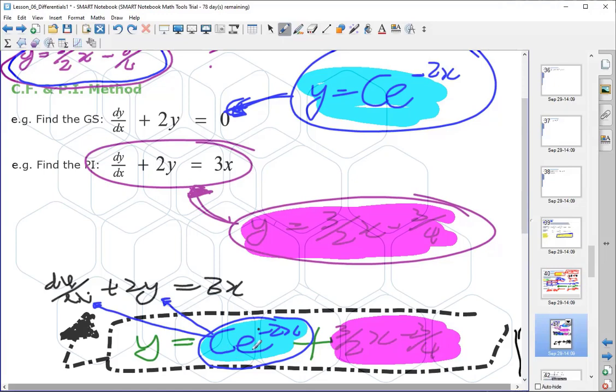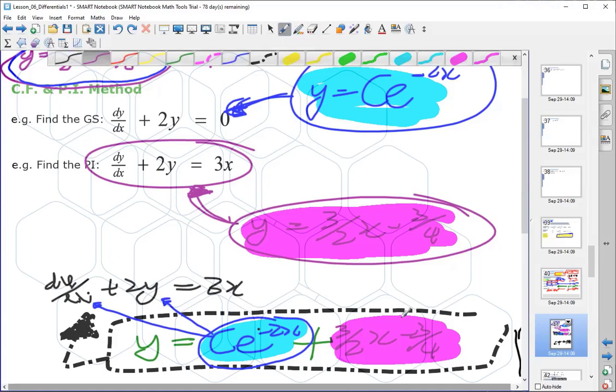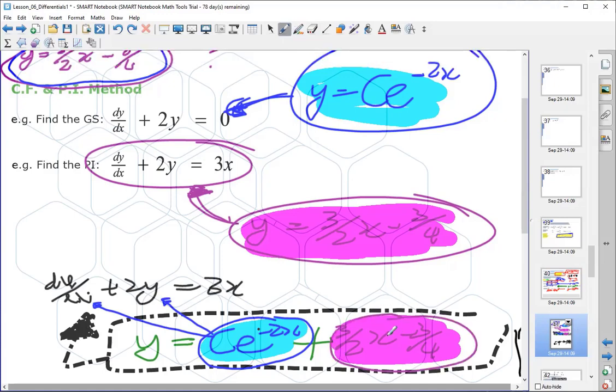Although that's my final answer, I've got it in two pieces. The first piece is Ce^(-2x), and the second piece is 3/2 x - 3/4. So I'm going to start with this second piece. If I put this second piece back into the equation, it should work.